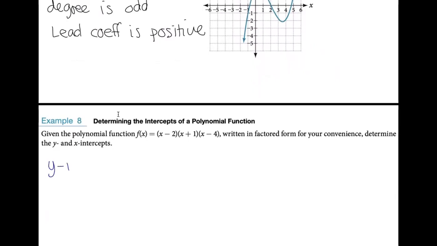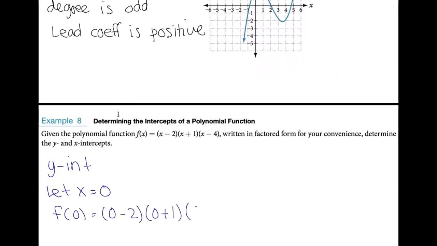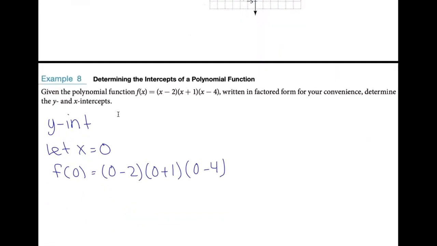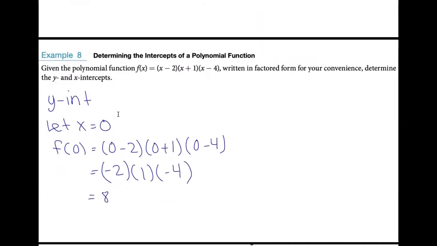So let's do the y-intercept first. Let x be 0. Then f of 0, so we're just plugging in 0 for x: 0 minus 2, 0 plus 1, 0 minus 4. So this gives me -2 times +1 times -4, which is +8. Again, don't forget, x and y intercepts are points, so don't leave it as just 8. Write it as a point. So the y-intercept is (0, 8).